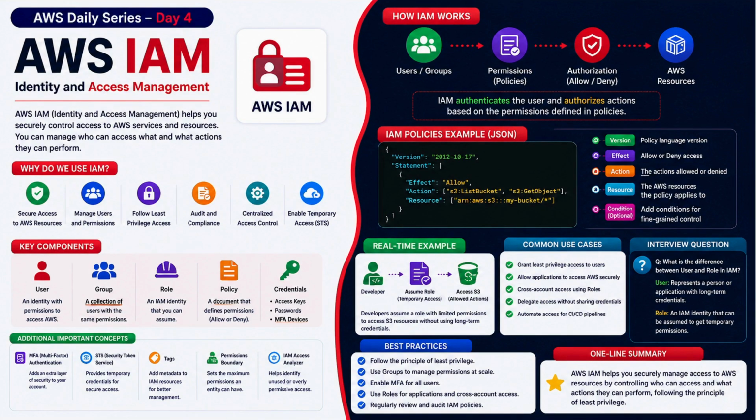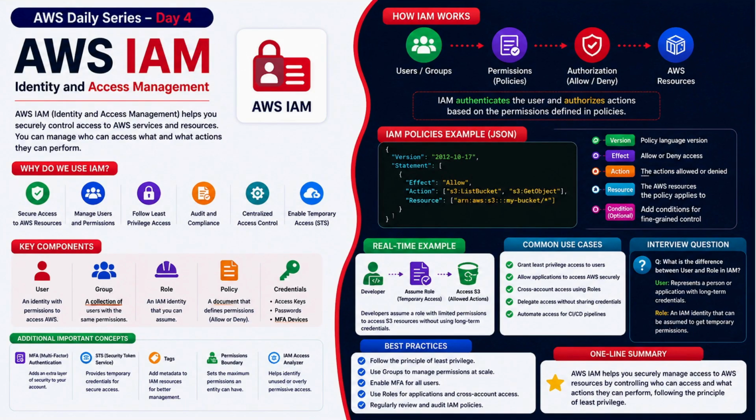Now, let's look at some common use cases of IAM. Companies use IAM to give users only the permissions they actually need. It also helps applications to securely access AWS services without sharing credentials. IAM roles can also be used to provide secure access between different AWS accounts. And many organizations use IAM to manage permissions for the CI/CD pipelines as well. And finally, IAM helps teams audit and monitor who is accessing AWS resources and what actions they are performing.